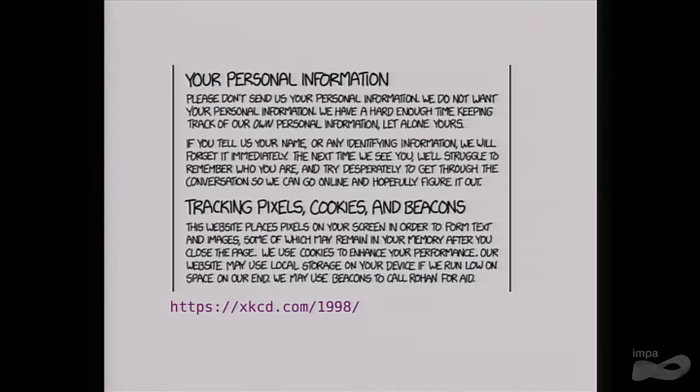Then these are the online identifiers. The website places pixels on your screen in order to form text and images. Some, because you have to inform. This is because if you have a web page, you have to inform the visitor what you are doing with his data. And so this is what they say.